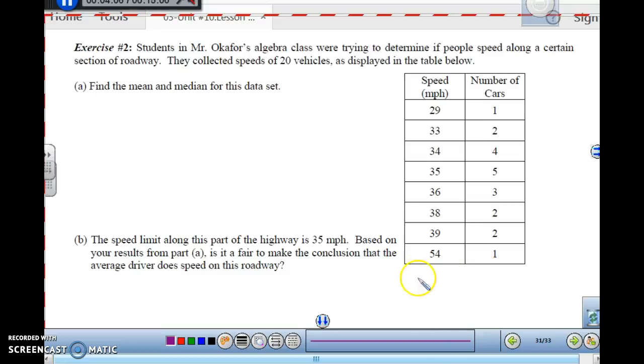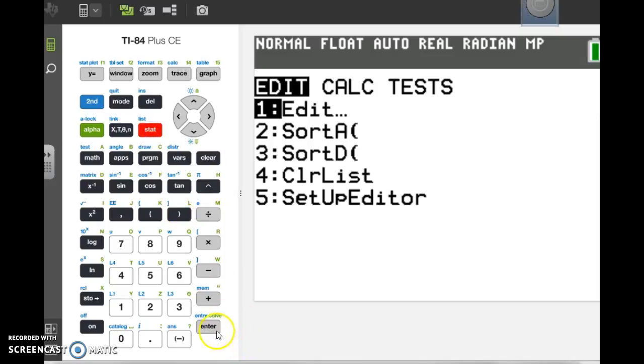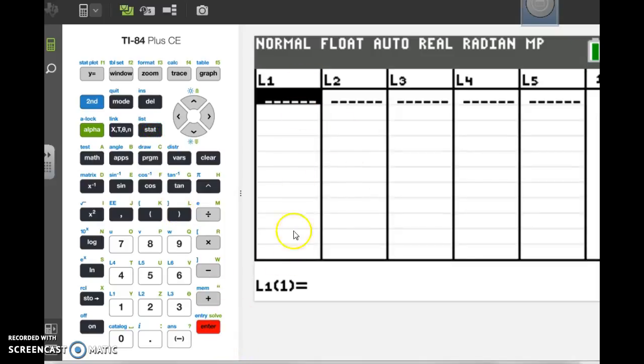So what we're going to do in our calculator, this is going to go in L1, this is going to go in L2. So we press our calculator, Stat, Edit. All right, now L1 and L2 should be blank because we just cleared them.